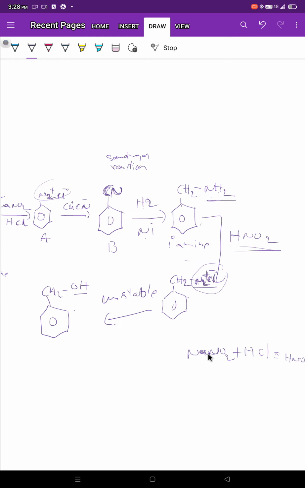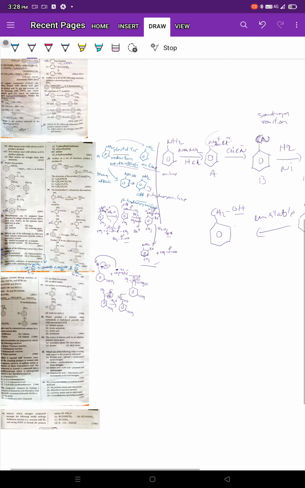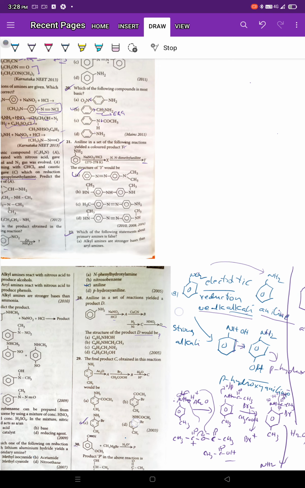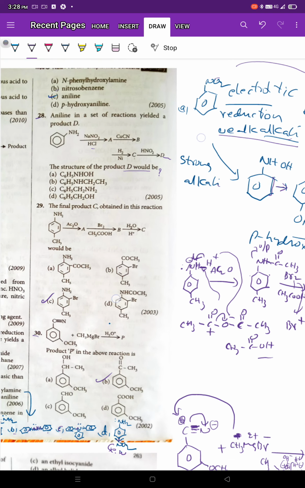NaNO2 on reaction with HCl. Next equation, question number 28 is finished. Next question number 29, what it says. Final product C obtained in this reaction.